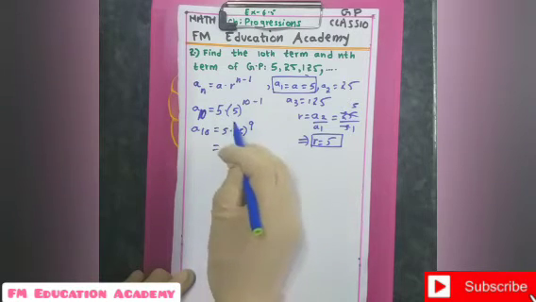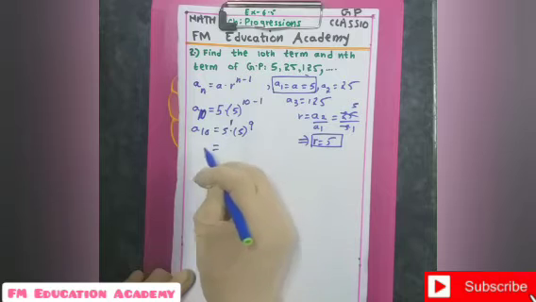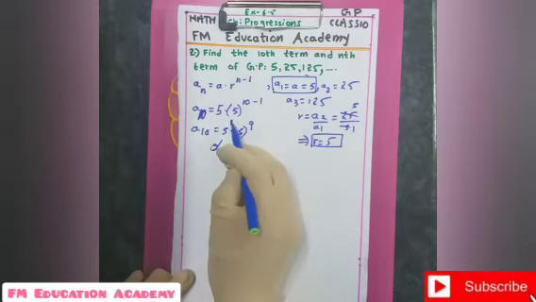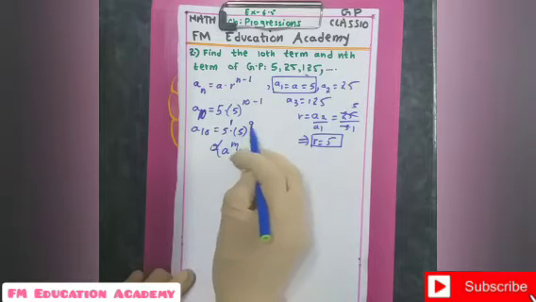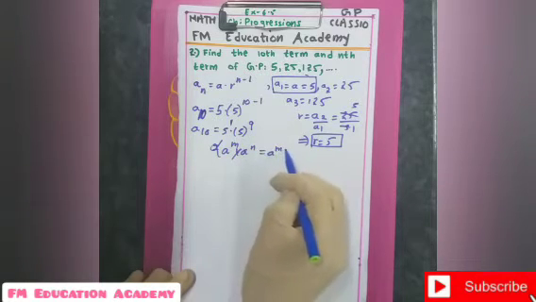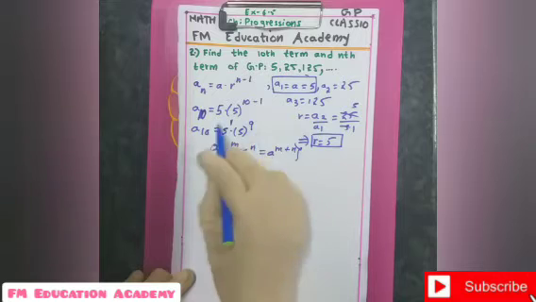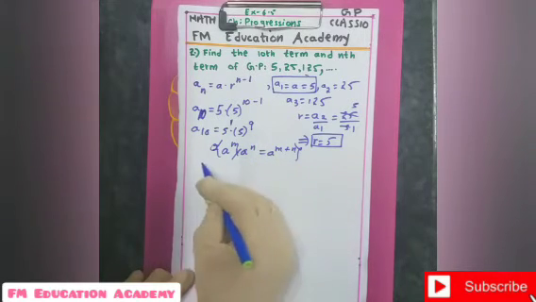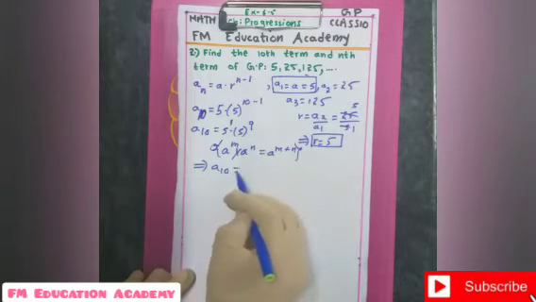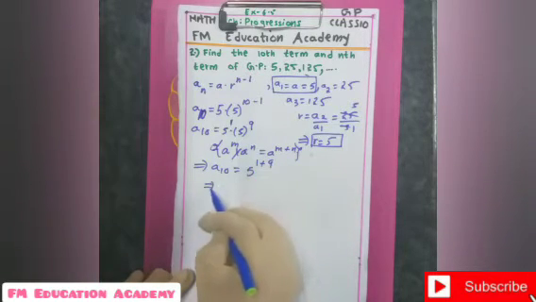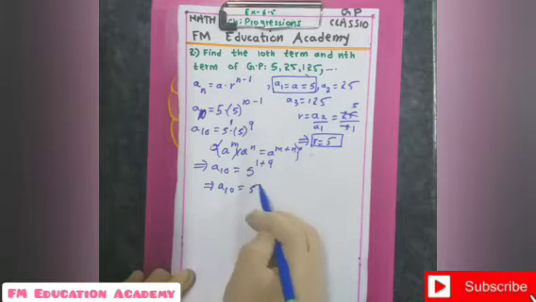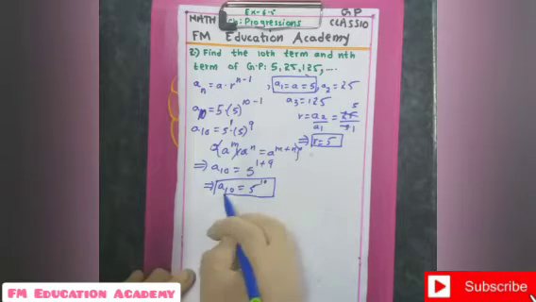We know 5 can be written as 5 power 1. This compares to the formula a power m into a power n, which is equal to a power m plus n. The LHS form is given to us, so we will write it in the form of RHS. So A10 is equal to 5 power m plus n, where m is 1 plus 9. So A10 is equal to 5 power 1 plus 9, which is 10. So I got the 10th term as 5 power 10.